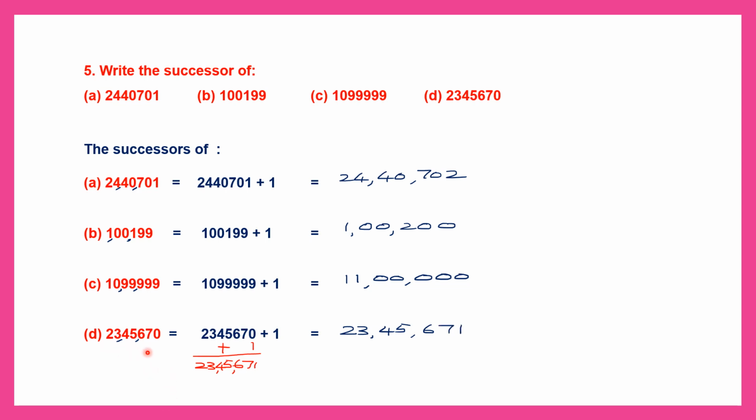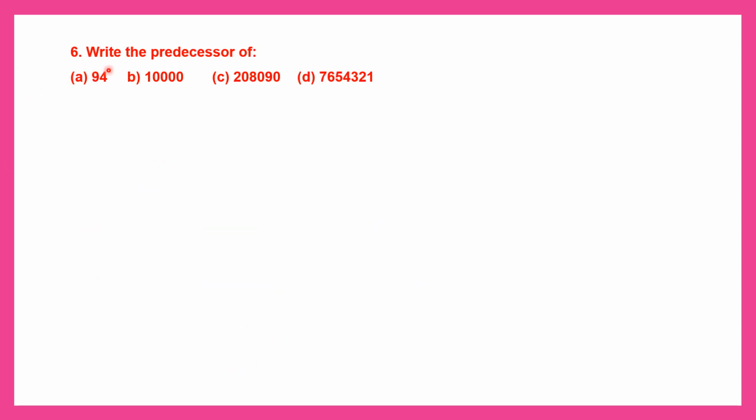Now how do we find successor numbers? Simply by adding 1 to the number. So that is how we find the successor of numbers. Question 6. Write the predecessor of these numbers. Predecessor means the number that comes before. So to find the number that comes before, we have to minus 1 from these. Now the first one is easy. The predecessor of 94 will be 93.